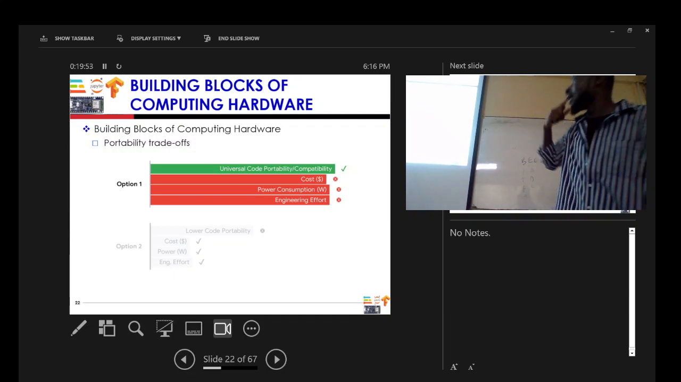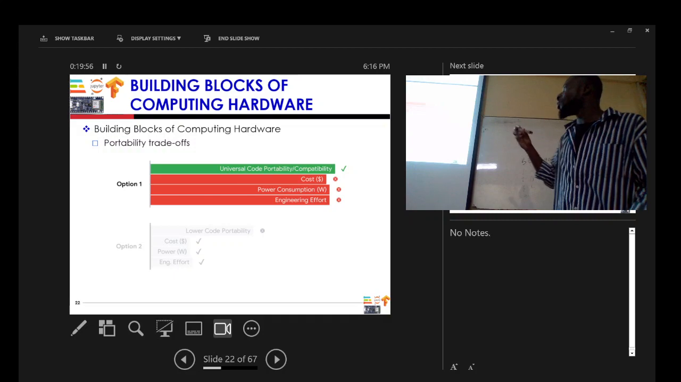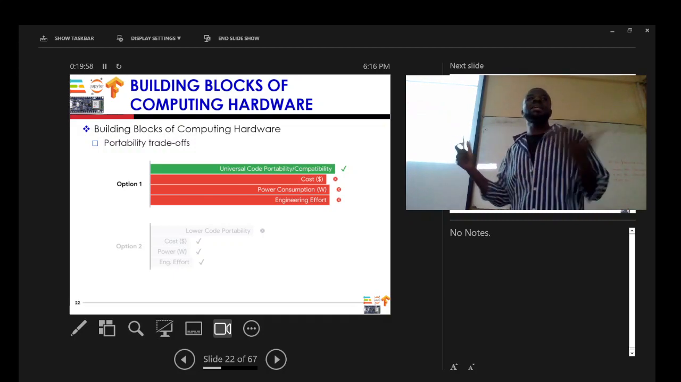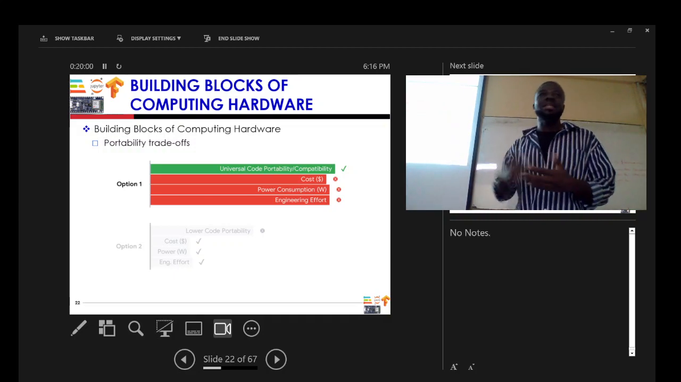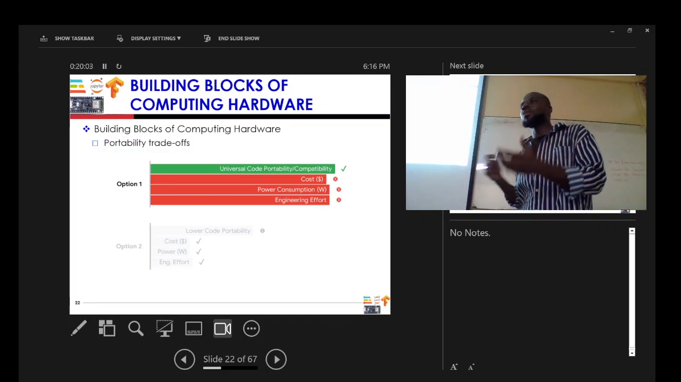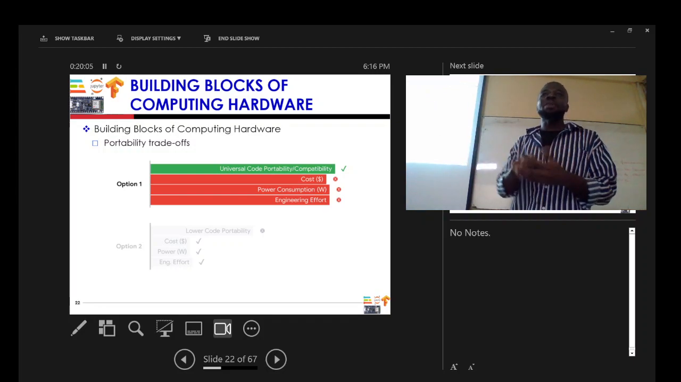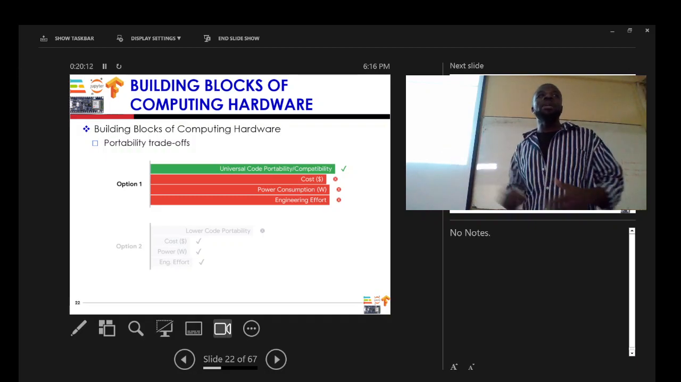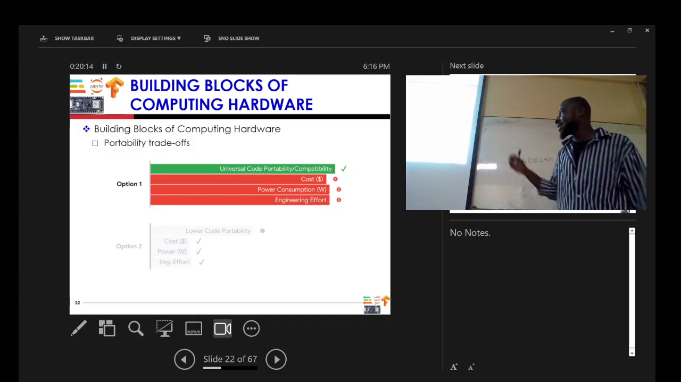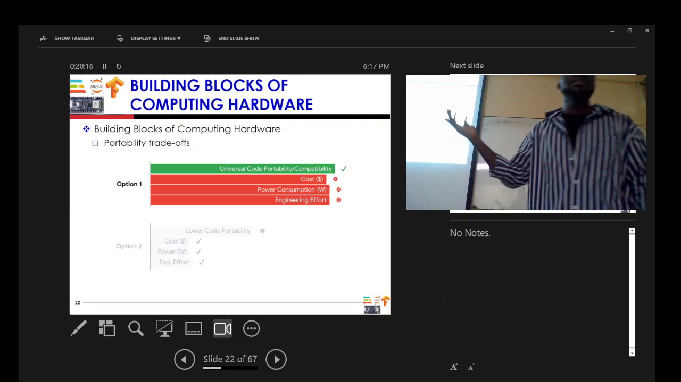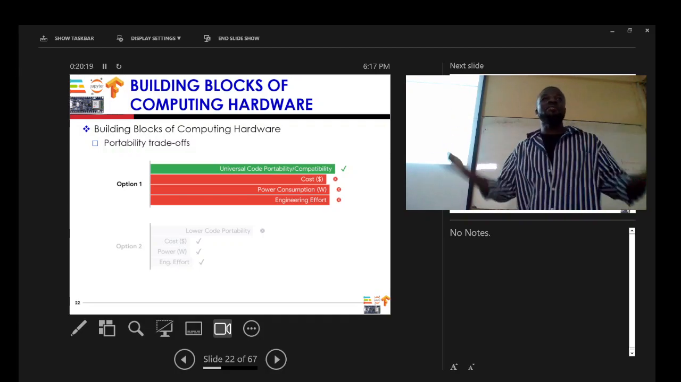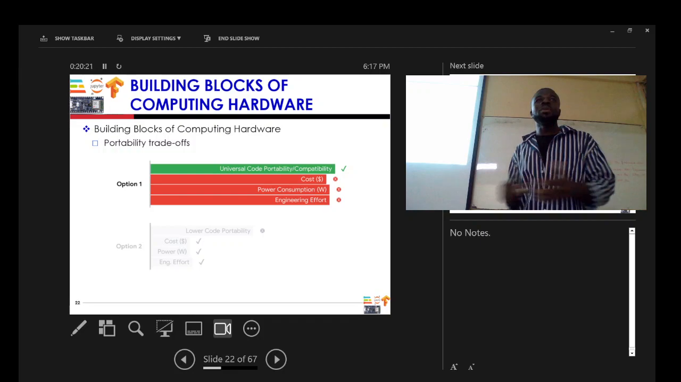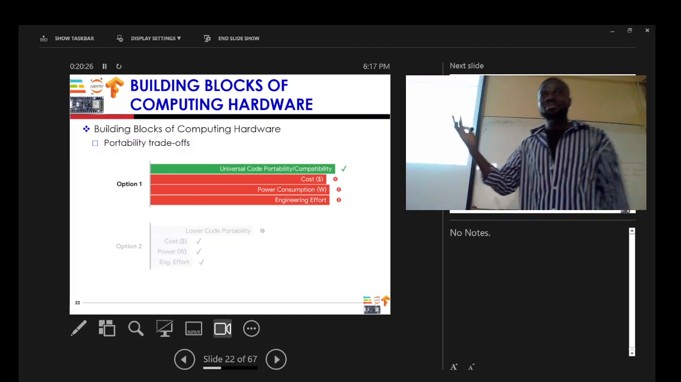Understood? Yes, sir. Now you can have a code with lower portability. If a code has lower portability, it means that the cost is actually lower. The code can't run on every system, but it can run on a particular device. So once you do that, you have removed a lot of drivers and libraries from it, so the cost of that code becomes cheaper. It consumes less power and uses less engineering effort. You don't have to do a lot of coding in order to make it work. Simple, right? Yes, sir.